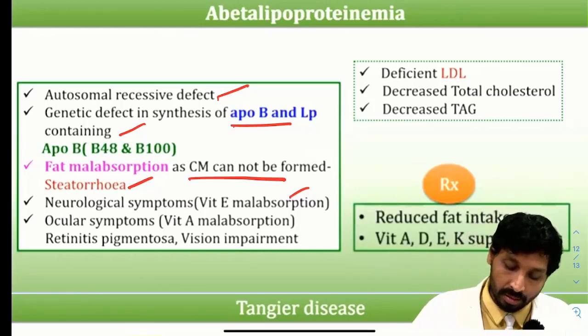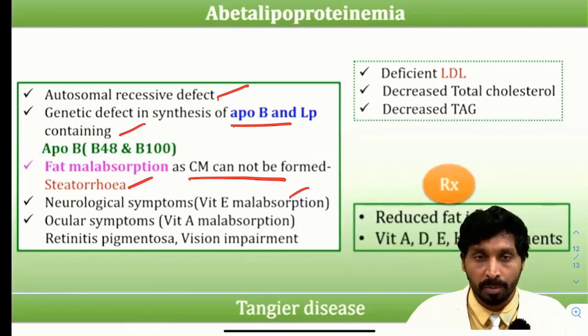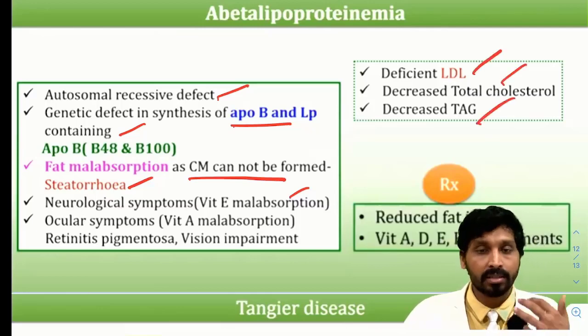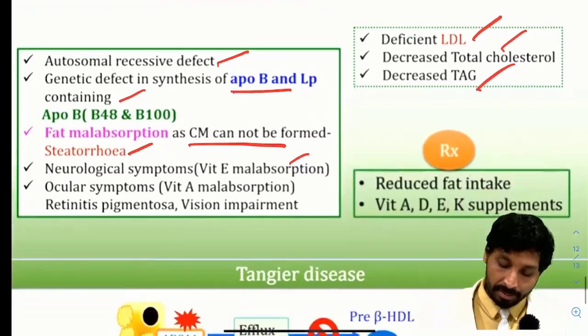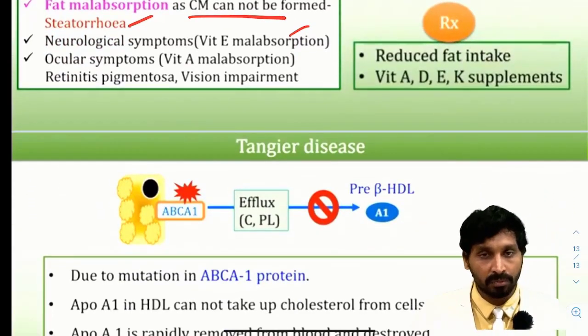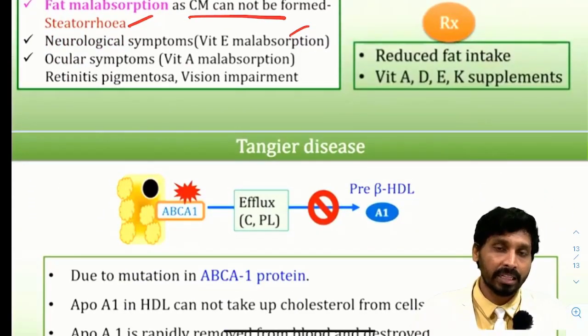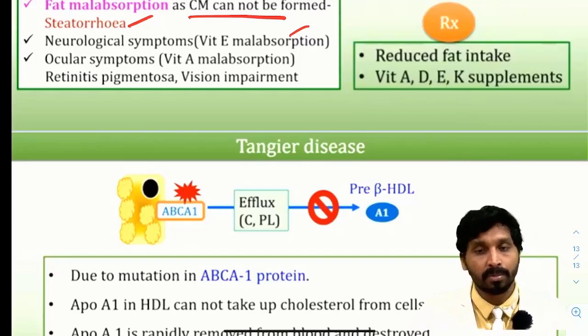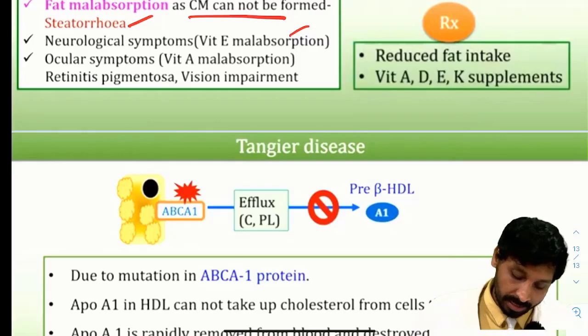So in abetalipoproteinemia, what are the probable findings? Deficiency of LDL, decreased total cholesterol and decreased triacylglycerols. And for treatment, reduced fat intake is one of the measures to take, and vitamin A, D, E, K supplements also improve the condition of abetalipoproteinemia.